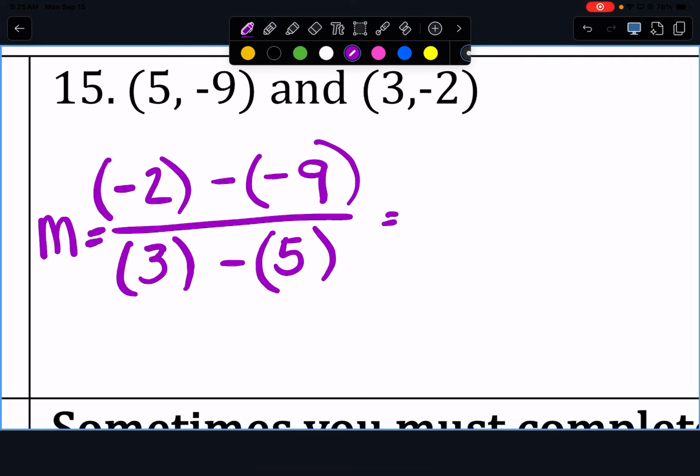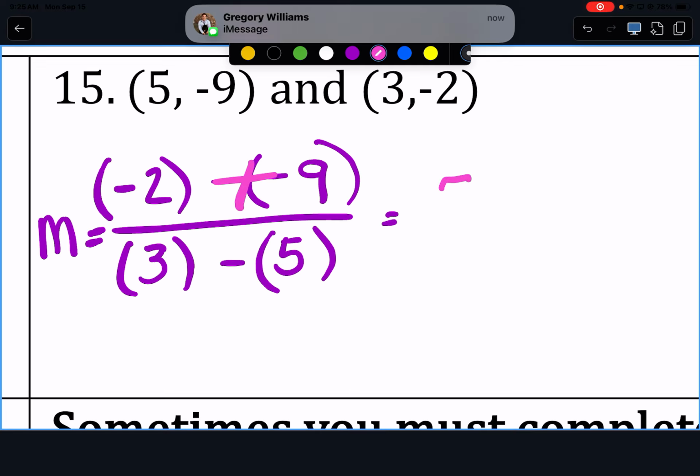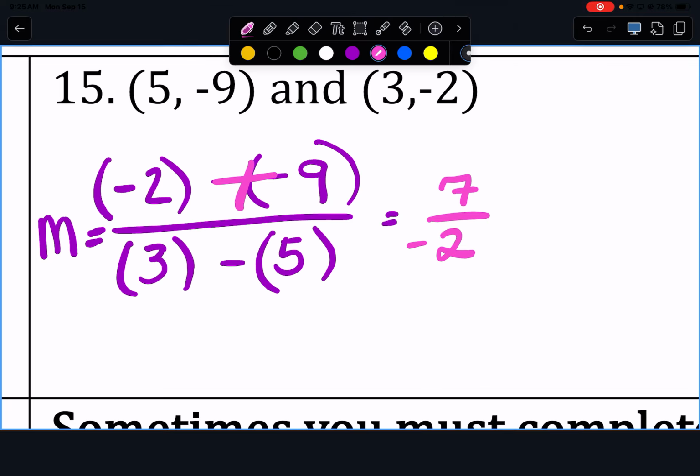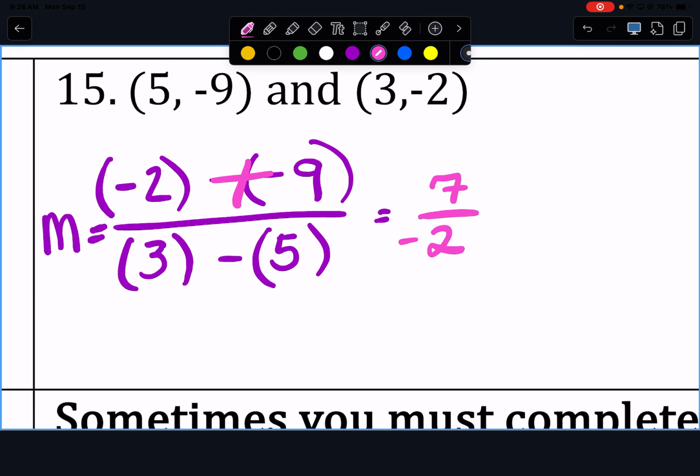So now, negative 2 minus negative 9. What am I actually saying there? Adding it. So what is negative 2 plus 9? 7. Then we have 3 minus 5, which is negative 2. Can I simplify that? No. So there we go.